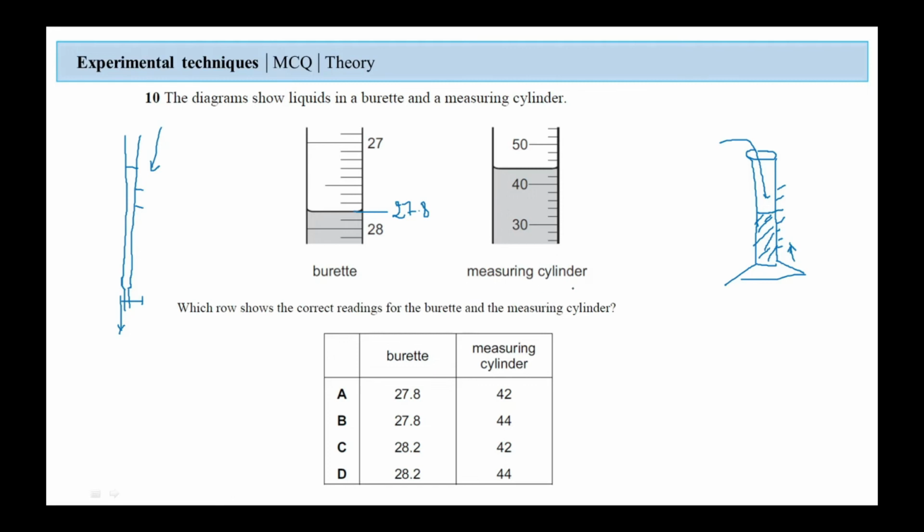While in the measuring cylinder, you will be reading from the bottom, which means here you have 30 centimeters cubed, for example. Here you have 40, and between 30 and 40 you have only 5 graduations, which means that each one measures 2. So here you have 30, 40, this one is 42, and this one here is 44. So on the measuring cylinder you read 44, and in the burette you read 27.8. So the right answer will be 27.8 here and 44 here, which means B.